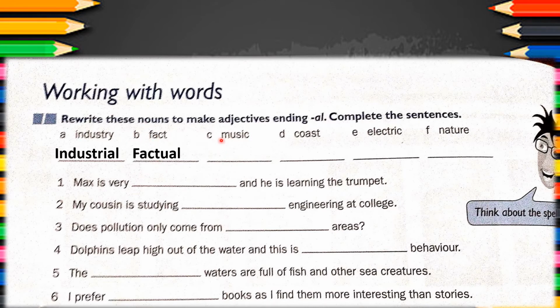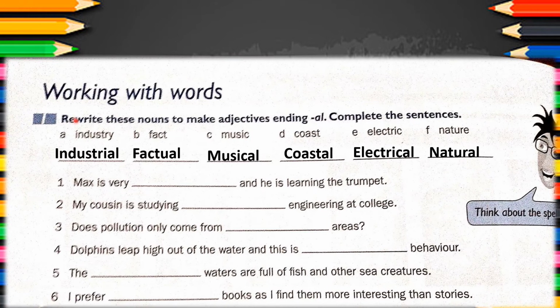Okay. Music. Musical. Yes. Coast. Coastal. Electric. Electrical. Yes. Nature. Natural. Yes.